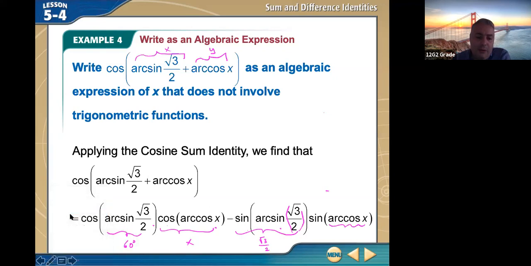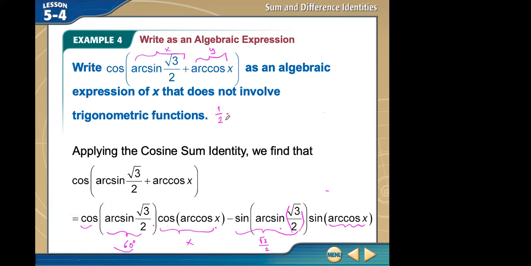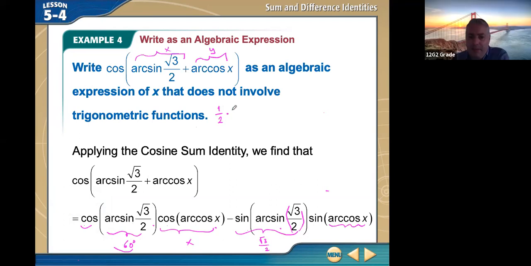Now, first of all, cosine of 60 and sine of 30, which is 1 over 2. We know this. Do you have any question for this? Cosine of 60, sine of 30, which is 1 over 2. Is this okay or not? It's okay, sir. If not, I will explain.